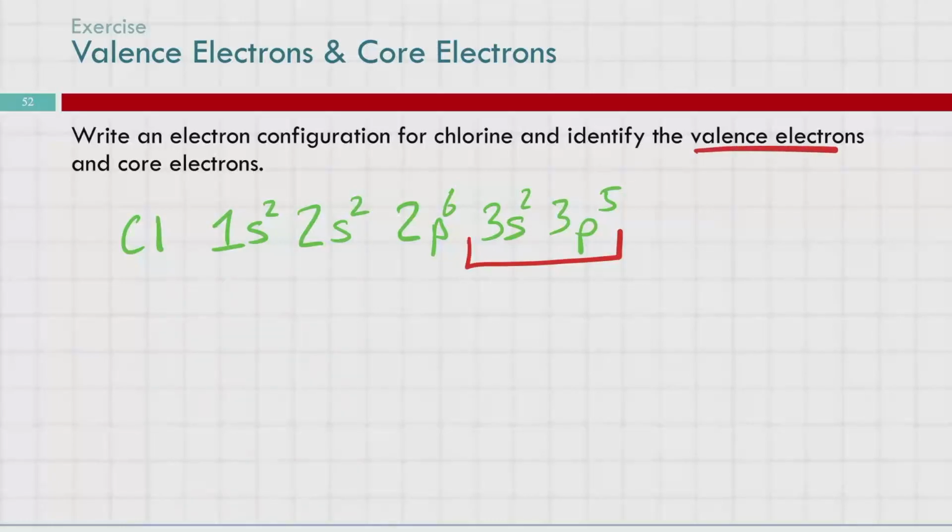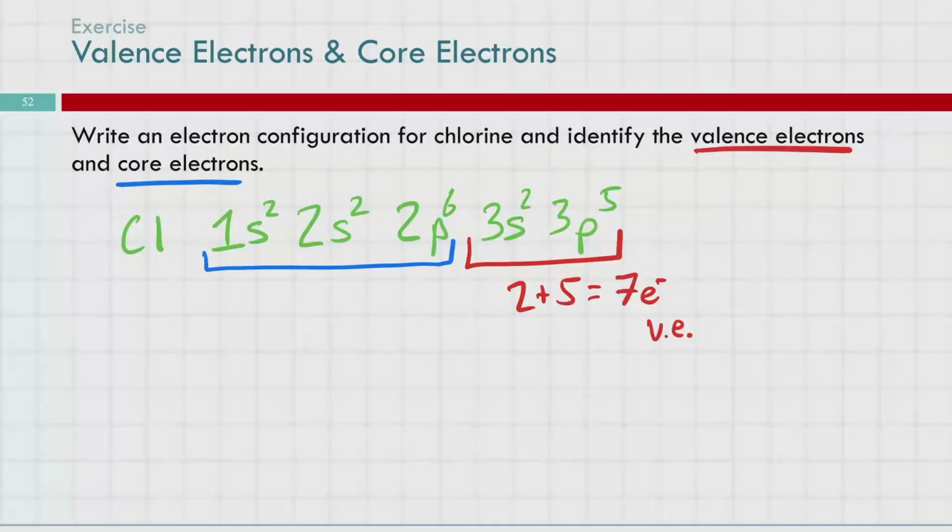So these would be our valence electrons. We've got 2 plus 5 equals 7 valence electrons. Sometimes we'll also see that as VE. And for our core electrons, it's everything with a lower number. In this case, that's going to be 2 plus 2 plus 6, 10 core electrons.